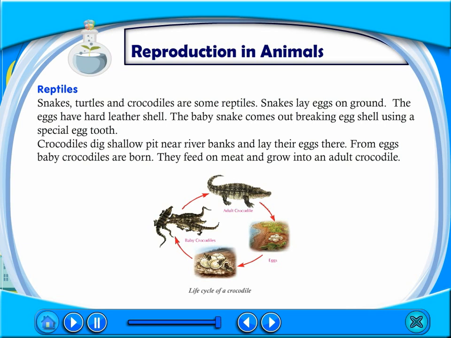Crocodiles dig a shallow pit near river banks and lay their eggs there. From the eggs, baby crocodiles are born. They feed on meat and grow into adult crocodiles.